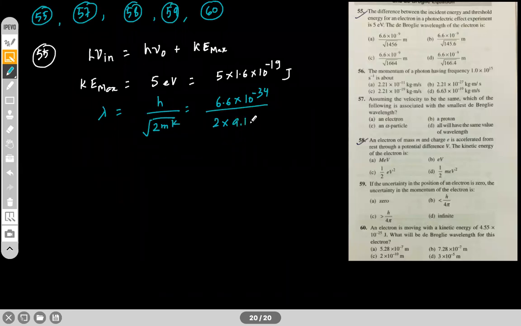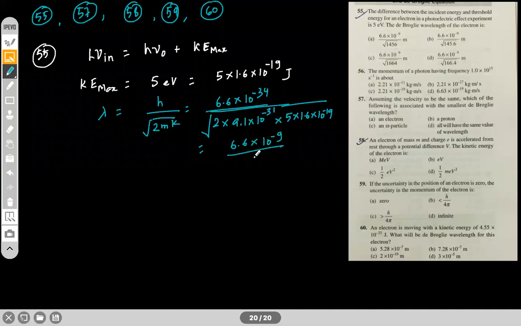Mass of the electron is 9.1 into 10 to the power minus 31. Kinetic energy is 5 into 1.6 into 10 to the power minus 19 joule. Just solve this and you'll get the answer. So the answer for the 55th one is approximately option B, that is 6.6 into 10 to the power minus 9 divided by root over of 145.6 meter.